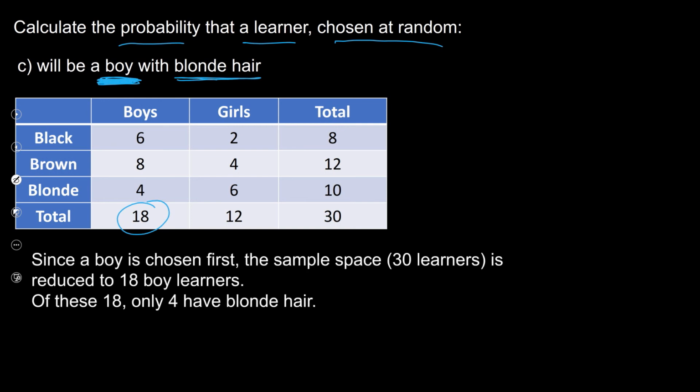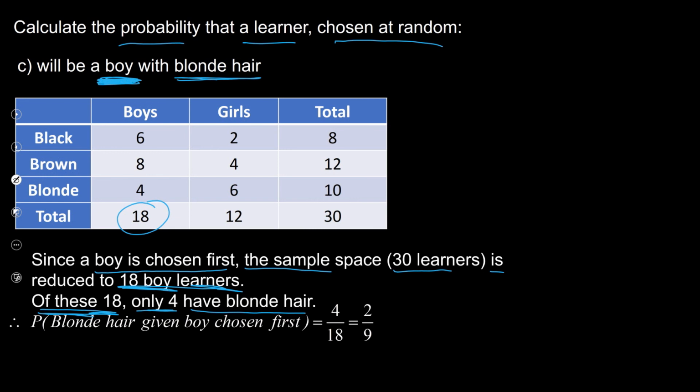Since a boy is chosen first, the sample space of 30 learners is reduced to 18 boy learners. Agreed? And of this 18, only 4 have blonde hair. So let's look at that. Only 4 have blonde hair. And we get 4 out of 18, which you can leave like that, or you can write as a percentage.